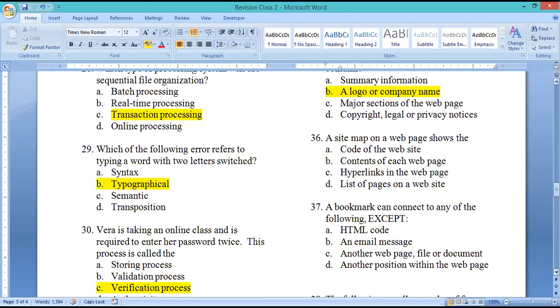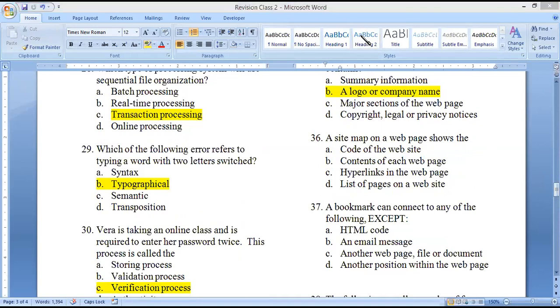A site map on a web page shows the. So, all right, even if you don't know what a site map is, use context clues, use common sense. What do you think this would be? The list of pages on a website.